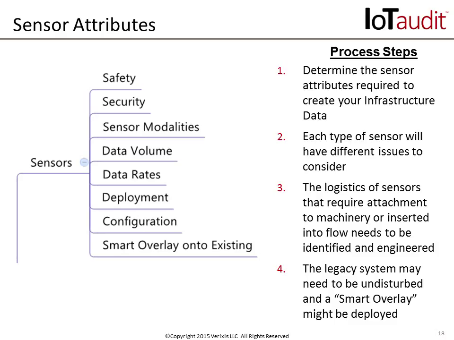The logistics of the sensors that require attachment to machinery or to be inserted into flow need to be identified and engineered. And then lastly, the legacy system may need to be undisturbed. So you may have to use a smart overlay to add these new IoT sensors in, and it's essentially a separate network from the existing infrastructure on your machinery today.